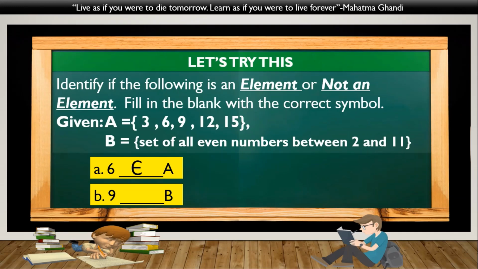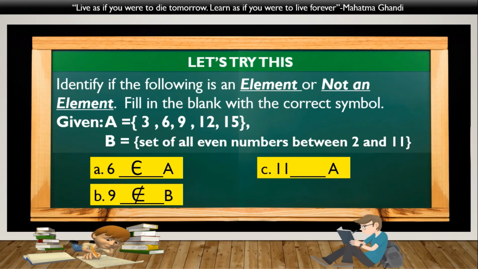Next question. Is 9 an element or not an element of B? Okay, si B naman. Go to set B. Ano si set B? Even numbers. Tingnan mo si 9. Is 9 an even number? The answer is no. Si 9 ay isang odd number. Kaya dito pa lang, malalaman na natin na siya ay hindi element ni B. Kasi si B ay mga even numbers only. Okay?